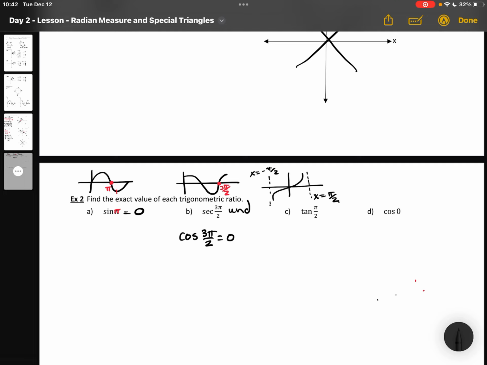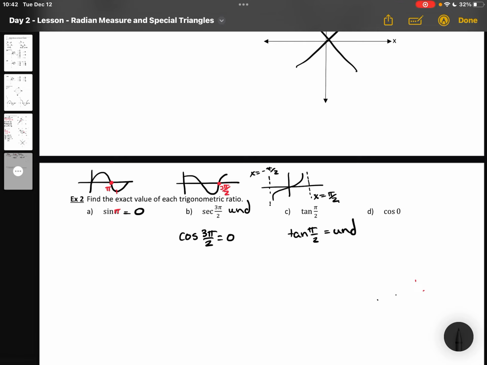Okay, and then the next one that we're doing is tan of pi over 2. This one's a little trickier because you do need to know that there's actually an asymptote at x equals pi over 2. So this is also undefined here.